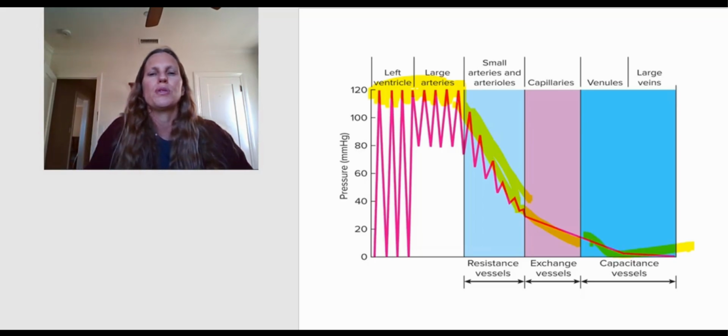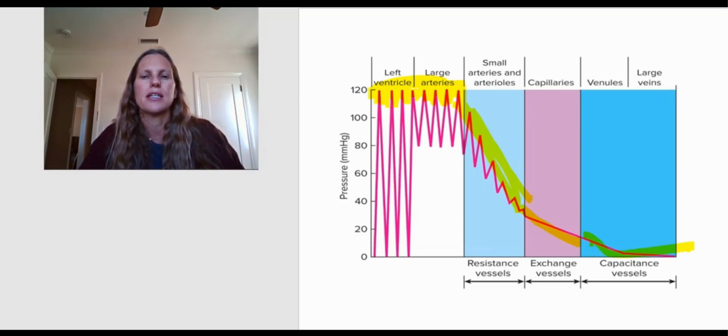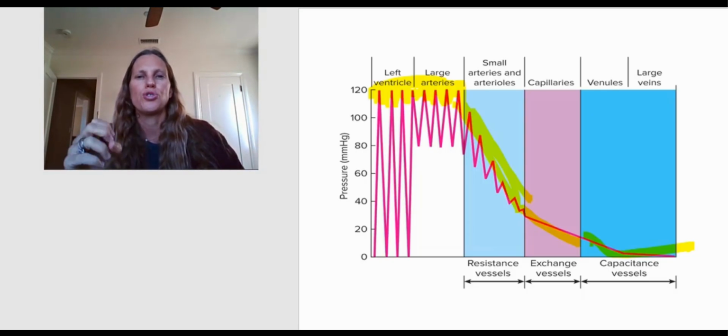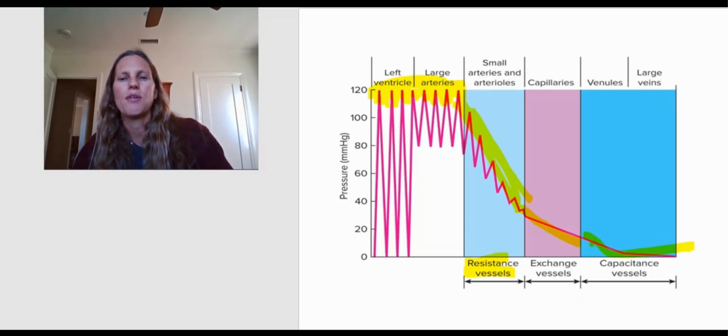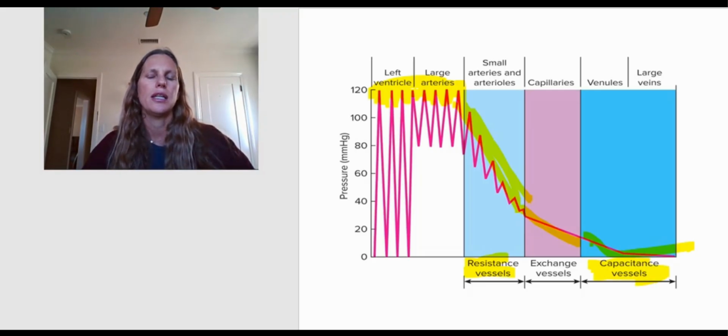And then we're in our very low pressure system where we have those high capacitance vessels. So in the arterioles, where we have all that smooth muscle and the ability to change the diameter, we call those vessels our resistance vessels, and we call the veins our capacitance vessels. Remember, I used that term in the other lecture. All right.